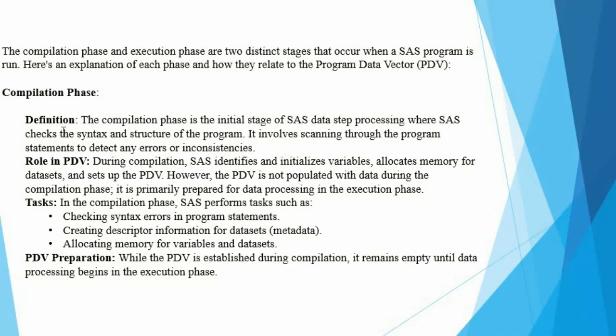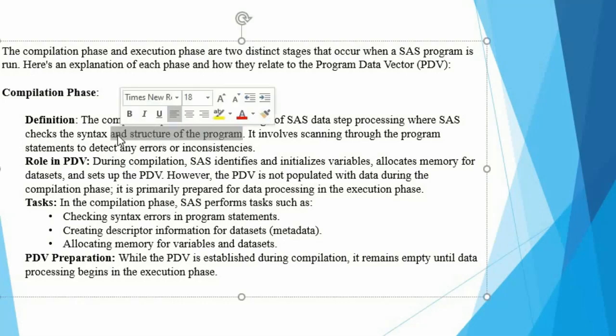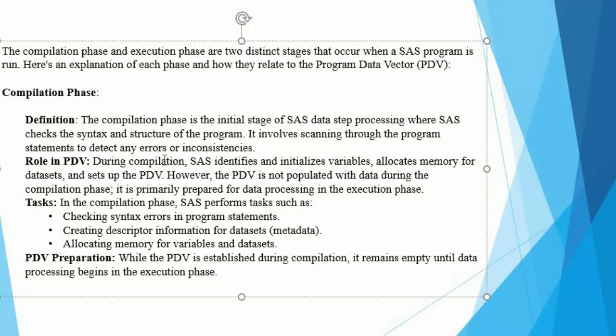Now let's understand through the definition. The compilation phase is the initial stage of SAS data step processing where SAS checks the syntax and the structure of the program. This is the most important part: in the compilation phase, it checks the syntax and the structure of the program. It involves scanning through the program and statements to detect any errors or inconsistencies.